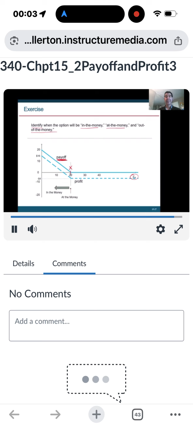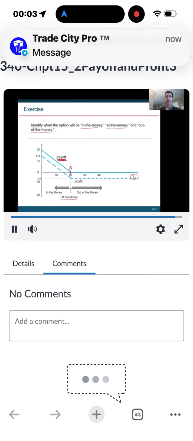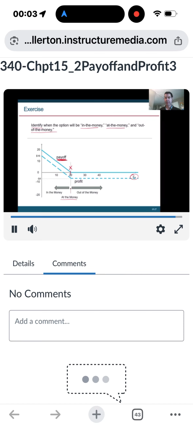If the stock price is equal to the strike price, that is our at the money case. That is the break even. And then if the stock price ends up above the strike price anywhere here, that is the out of the money case. Okay? So nice to be able to identify these on the diagram. Okay, and this was for a put option. You could try to do the same thing for a call option as well.